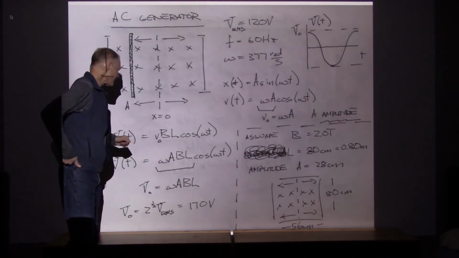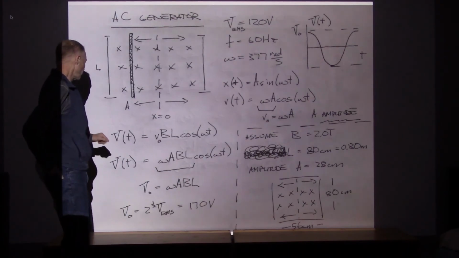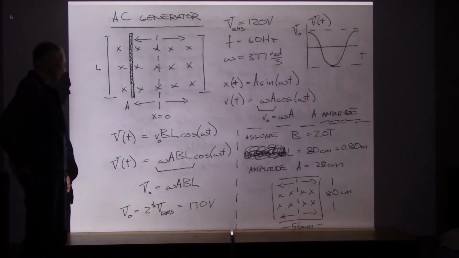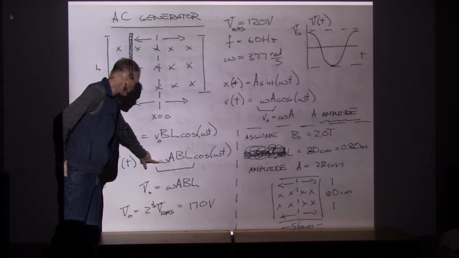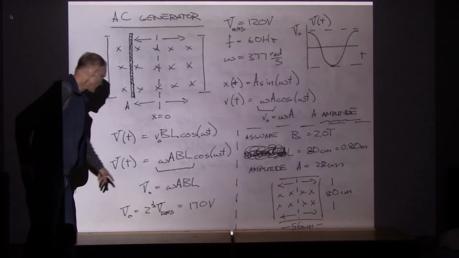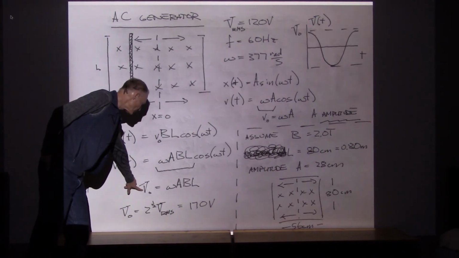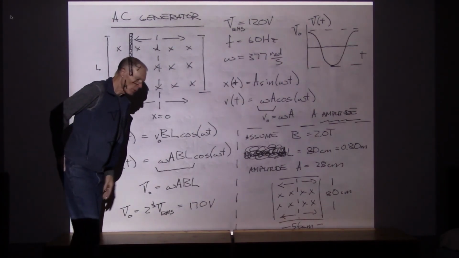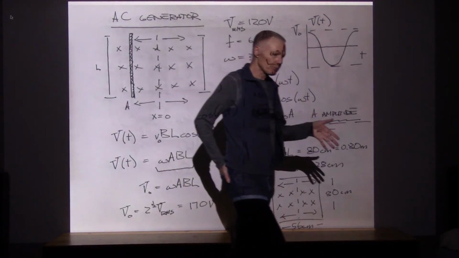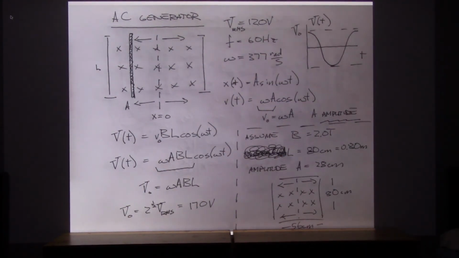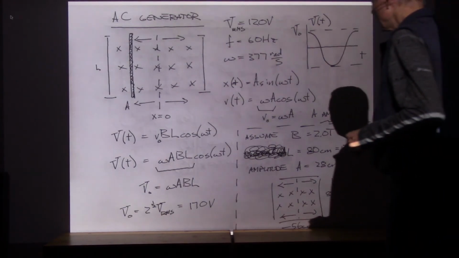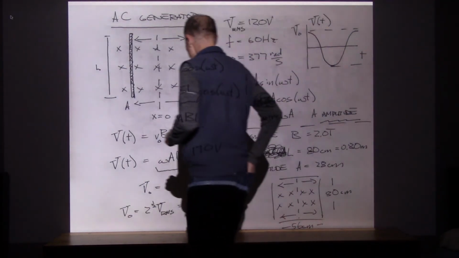So that's going to give me voltage then when we plug in for V naught. V naught is going to be given by omega times A, and it says the peak voltage of my generator needs to be omega times the amplitude of oscillation times the magnetic field times whatever the length of that bar is.